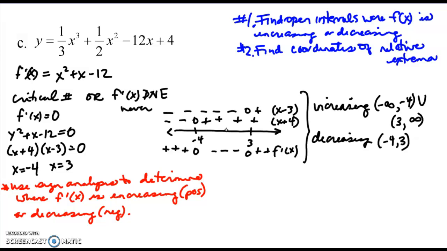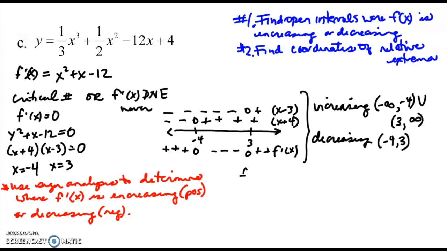That's where there's a horizontal slope. So that answers number 1. Now let's look at number 2, the coordinates of the relative extrema. We can see that here are the critical numbers. We found -4 and positive 3. We want to know the points, their coordinates.